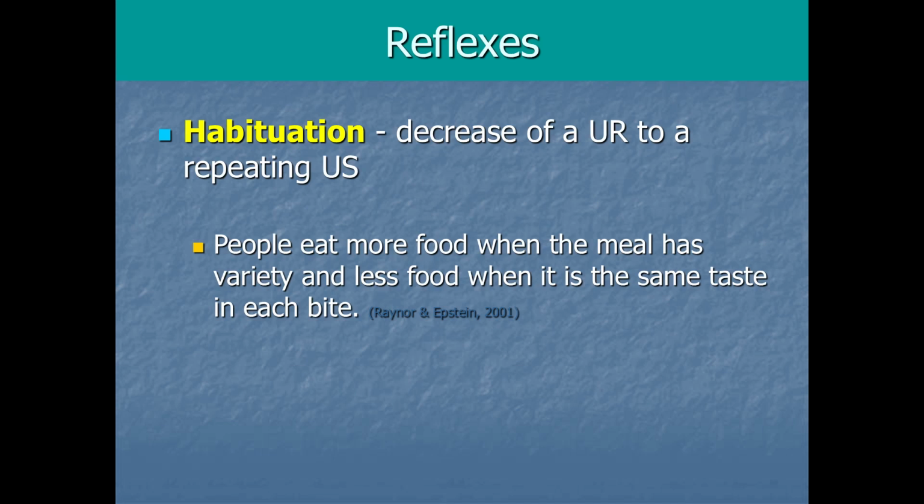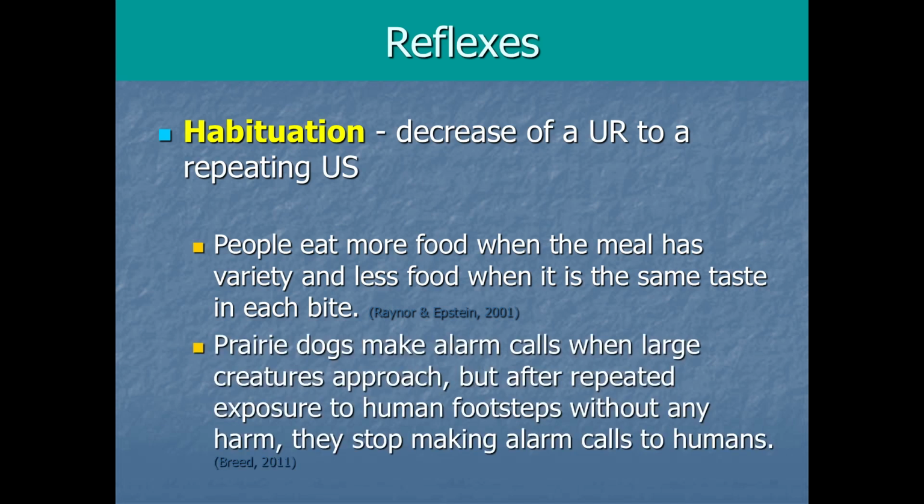That's habituation. Or another applied example from the biology literature comes from prairie dogs. They make alarm calls whenever a large creature approaches. That's an innate reflexive response for prairie dogs. But after repeated exposure to human footsteps without taking any harm, they actually stop making alarm calls to humans. That's habituating.